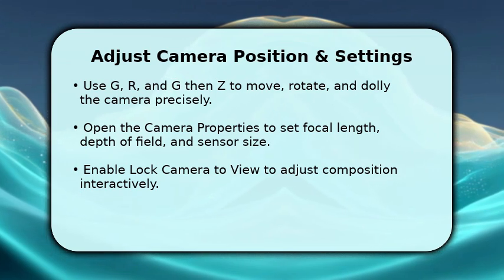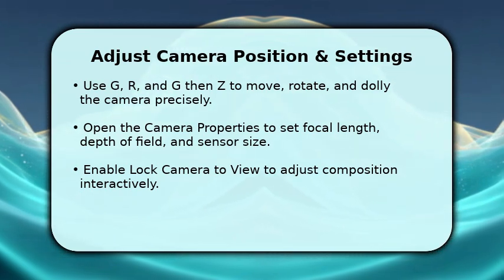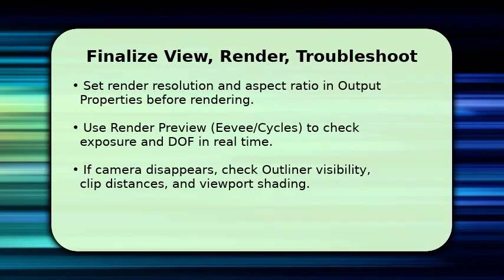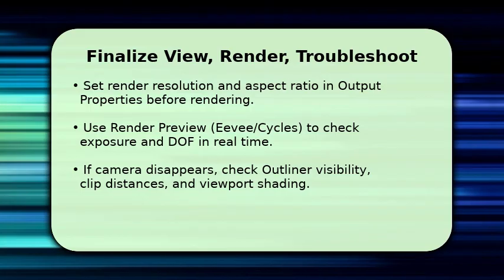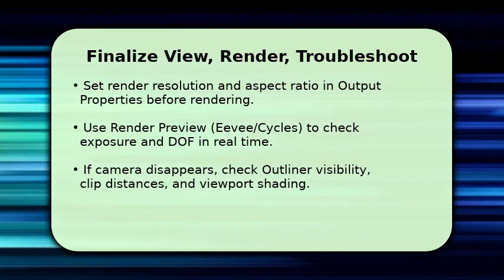To finish, confirm resolution and aspect ratio in Output Properties, then run a quick render preview to verify exposure, composition, and depth of field. Make small camera tweaks as needed. You can keyframe camera transforms for animation by hovering over location or rotation and pressing I. Finally, save your blend file and exported images.